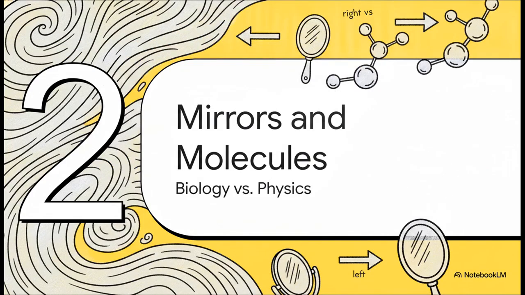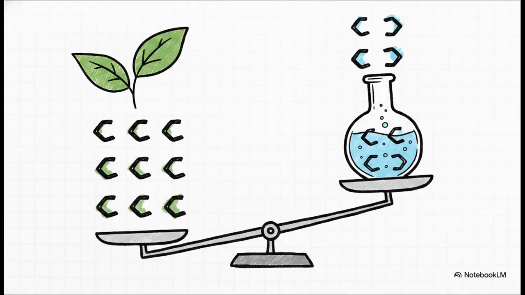Moving right along to Section 2, Mirrors and Molecules. Let's see how nature handles the ultimate symmetry test, looking in a mirror. Does the universe actually care about right versus left? If you look closely at biology, you might actually think it does. Take the amino acid alanine, for example. It's a fundamental building block of proteins.